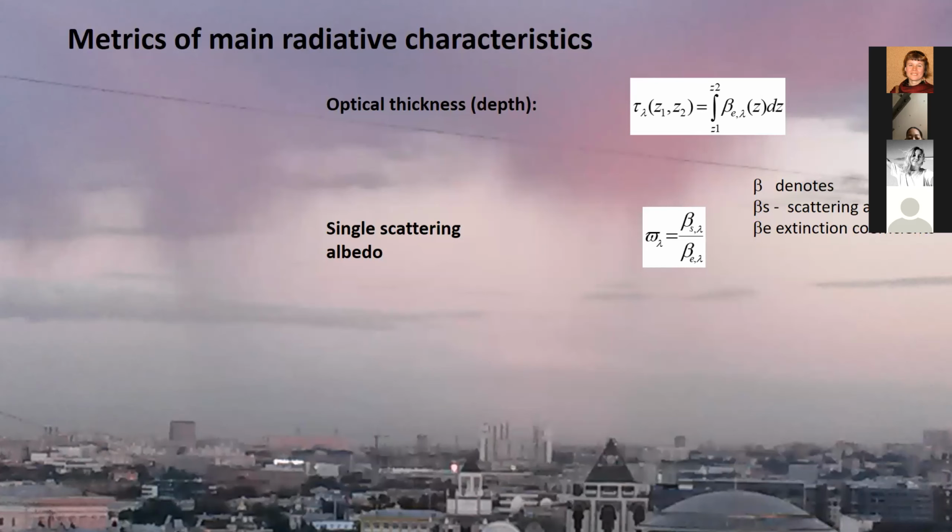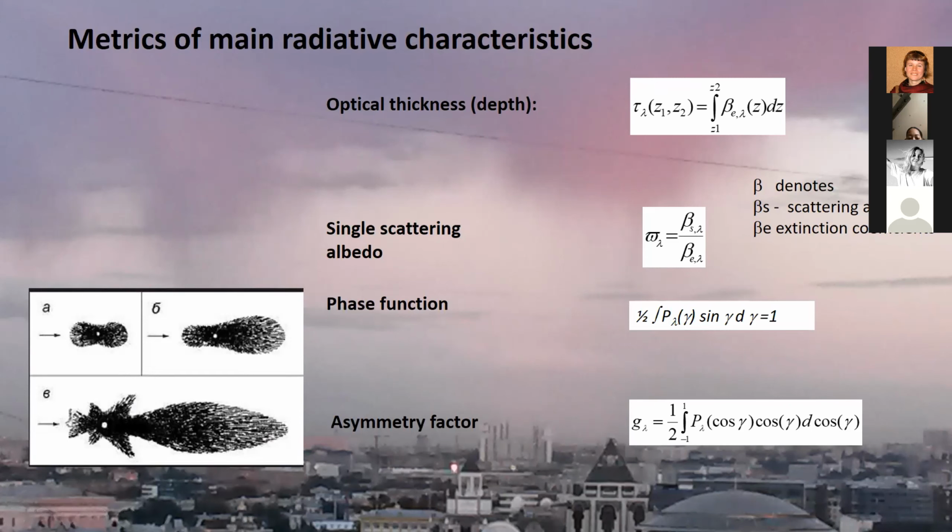So here is the main metrics which is used for the description and for the modeling. Just as the optical thickness or optical depth in some notation. Here is the integral of the volume extinction coefficient within the heights from Z1 to Z2. A single scattering albedo, which characterizes the absorption properties of the medium. This is the ratio of the scattering to the extinction coefficient, and a phase function, which describes the features of the importance of different directions in scattering. So depending on the x value, it can be just symmetric.